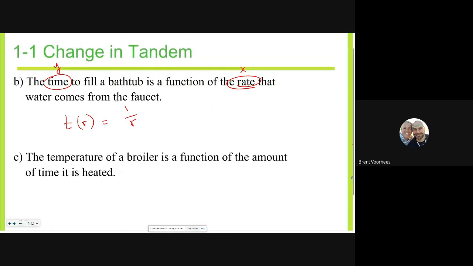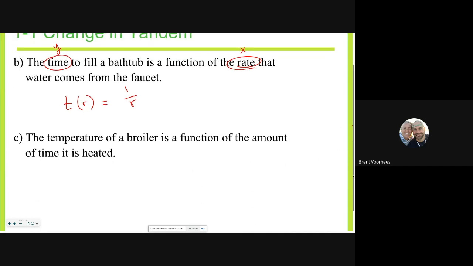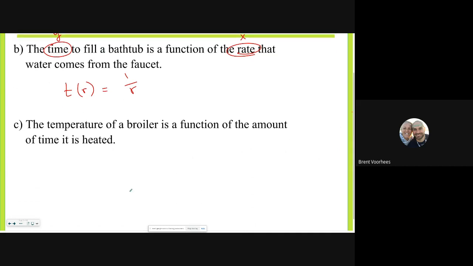Now, you don't have to be able to come up with this right off the beginning of the day, but I do need you understanding what is the domain, what is the range. Okay? Let's try one more here. Again, these are all example answers. This doesn't have to be the exact equation. The temperature of a broiler is a function of the amount of time it's heated. Temperature is dependent, amount of time is independent.